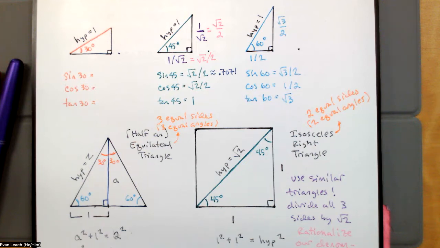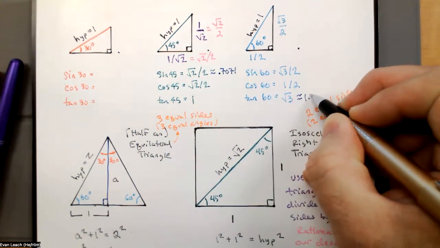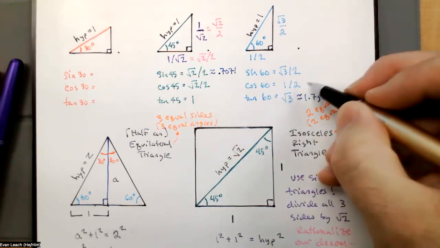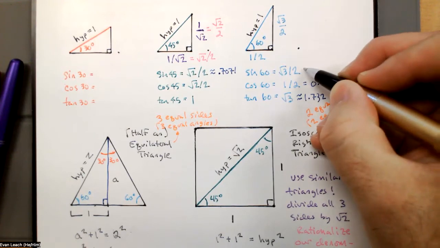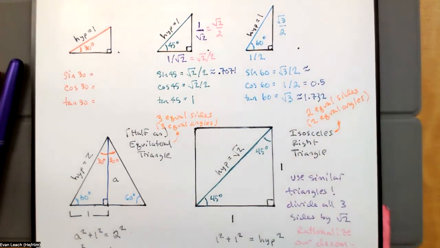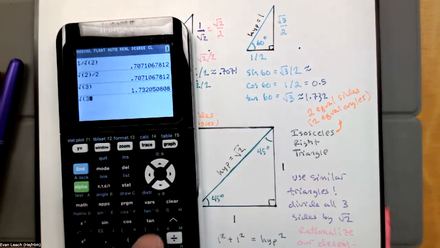We should know our decimal approximations of these values. Square root of 3 is approximately 1.732. We know that 1/2 is exactly equal to 0.5. And root 3 over 2, we should have an approximation of that. Let's just take our square root of 3 and divide it by 2. 0.8660.